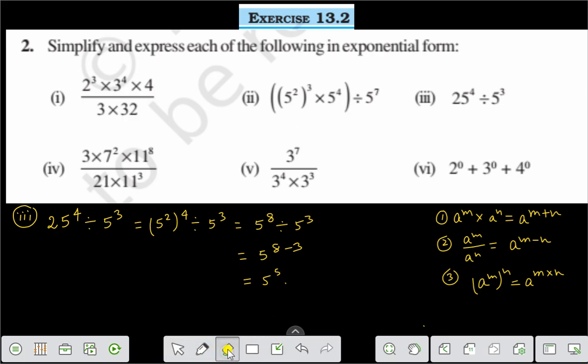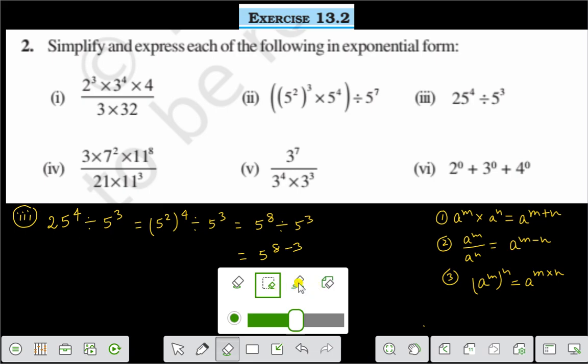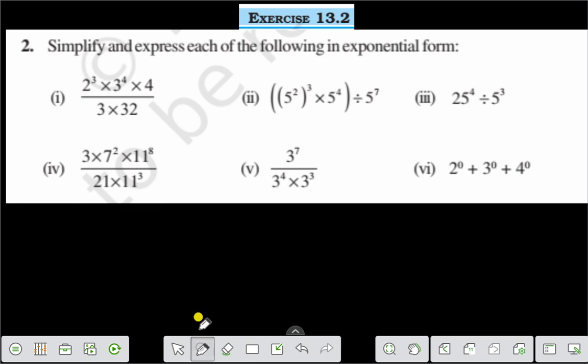Question number 4 is 3 into 7 square into 11 to the power 8 divided by 21 into 11 to the power 3. We'll apply this formula, a to the power m into a to the power n is equal to a to the power m plus n.